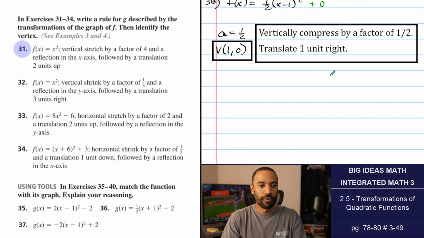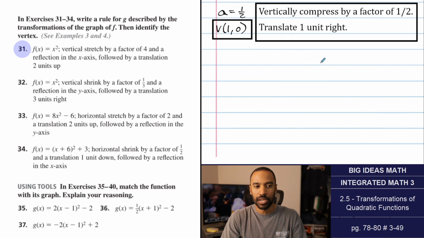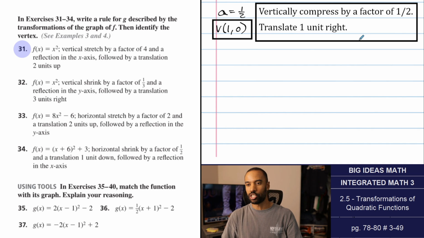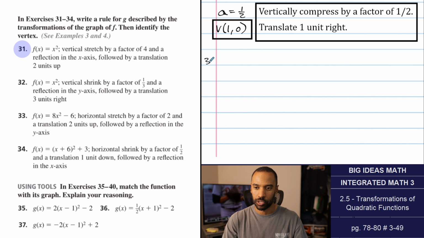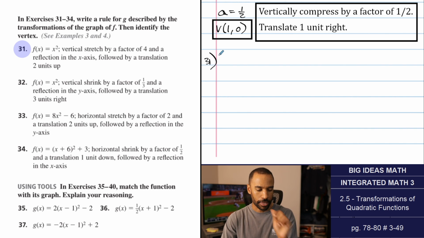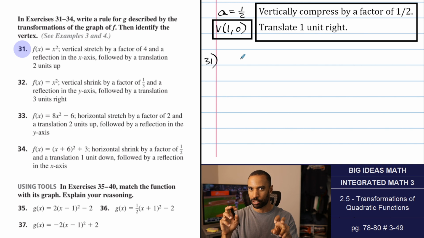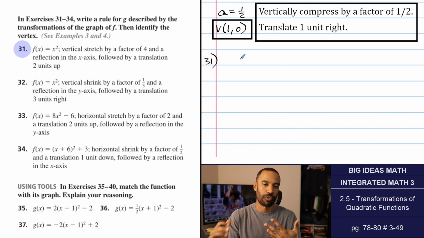Numbers 31 to 34. Write a rule for g described by the transformations of the graph of f, then identify the vertex. So it just really sounds like we're going in circles here, only we're adding more as we go. I think it says see examples 3 and 4, so they're really following the example bases of things. They're really talking about vertex form now. They're really shouting vertex form in our face.